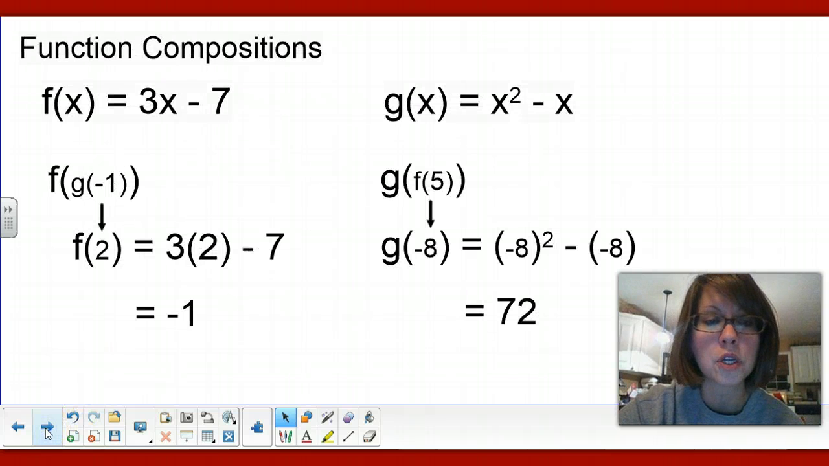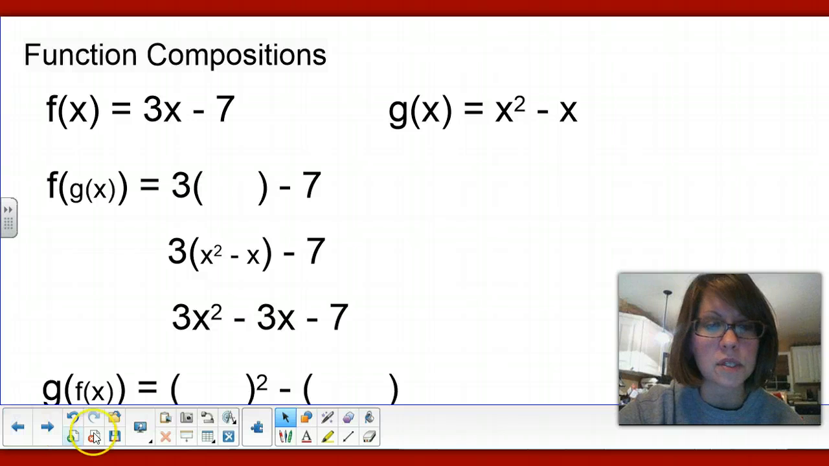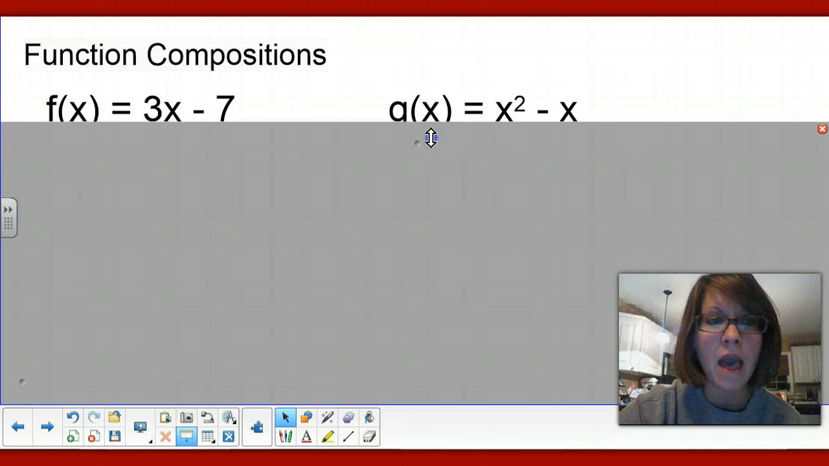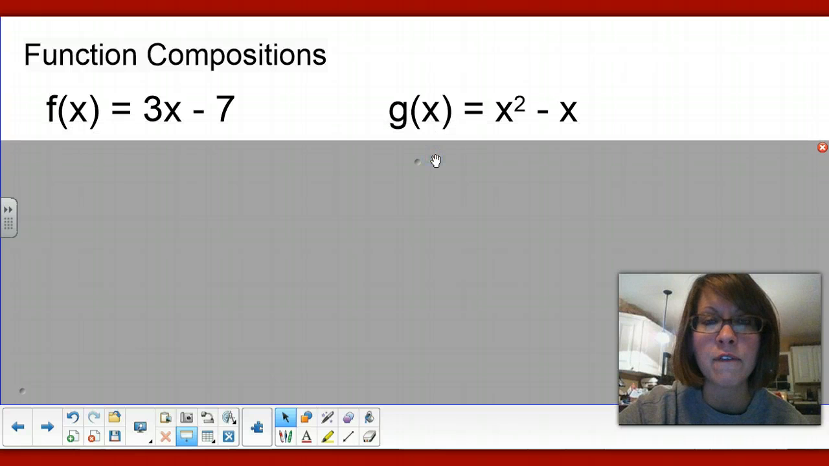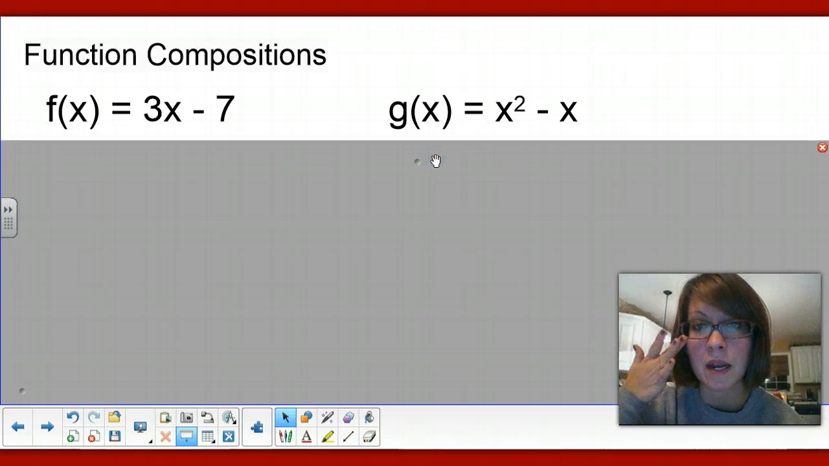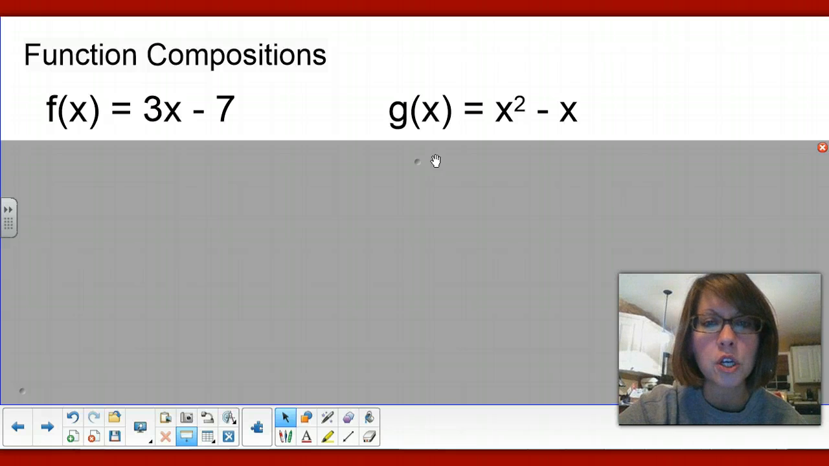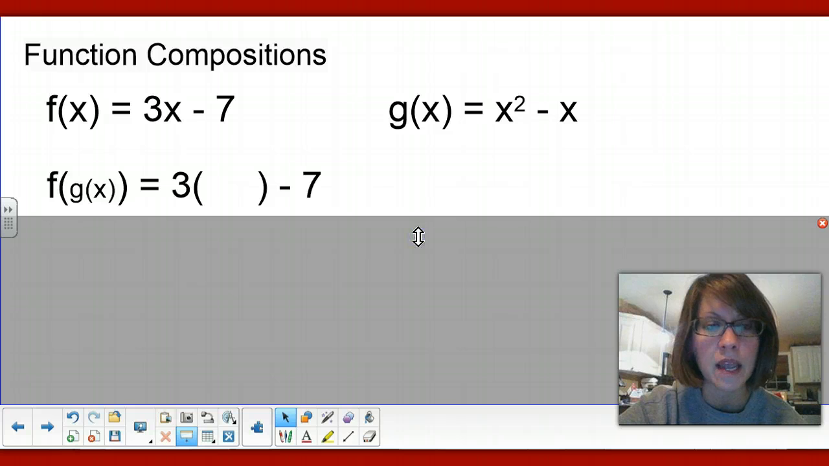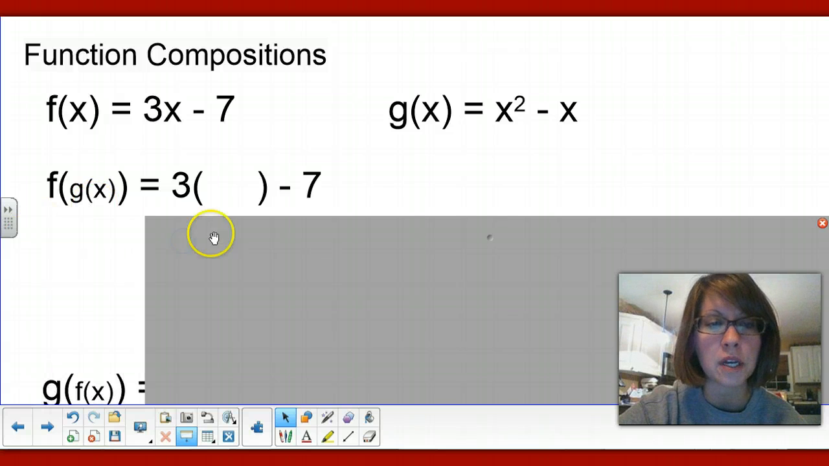All right, function compositions. I'm going to take a couple slides to go through this. Okay, so let's say we have f of x and g of x, and I've just made up 2 functions here. Function composition is where we take a function, let's say f of g of x, and we put one function inside another.